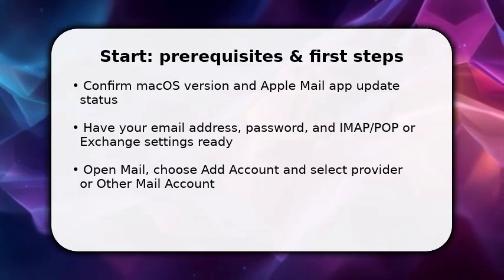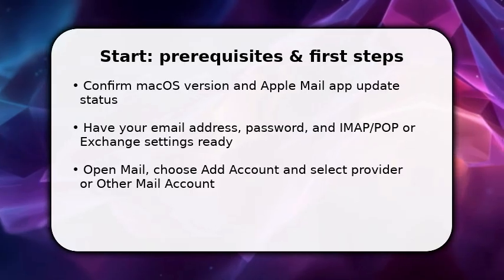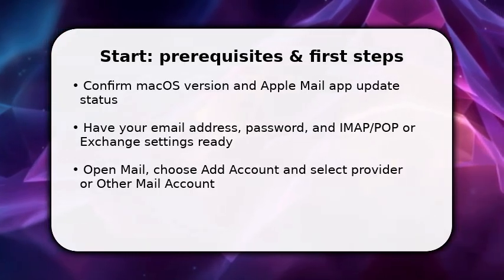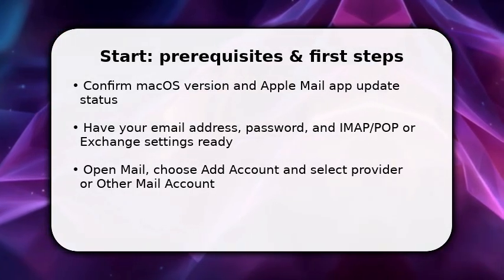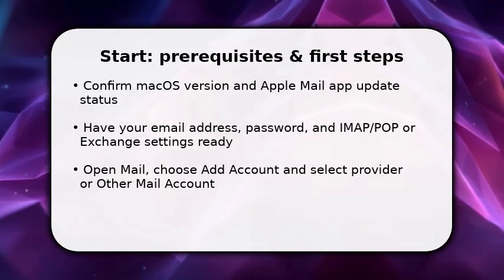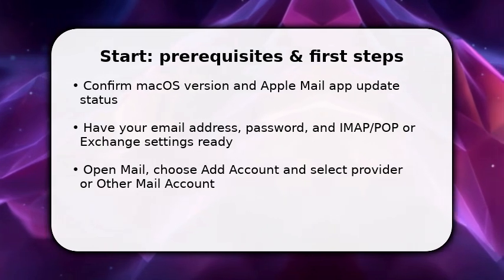You'll open Mail and choose Add Account. If your provider appears, select it. If not, pick Other Mail account. Enter credentials and continue. The app will attempt automatic setup. If it finds settings, approve them. This gets you into the real configuration quickly, so you can proceed.